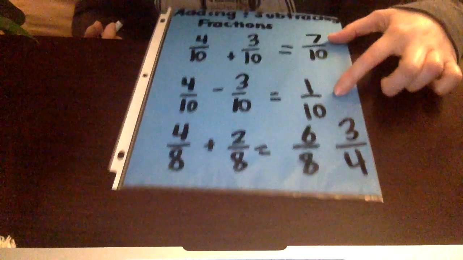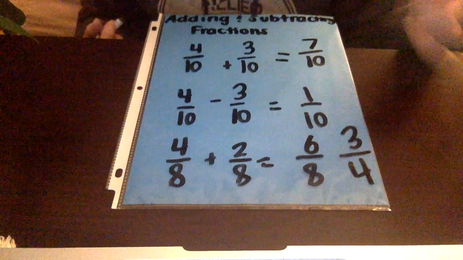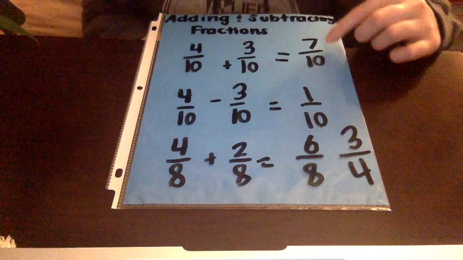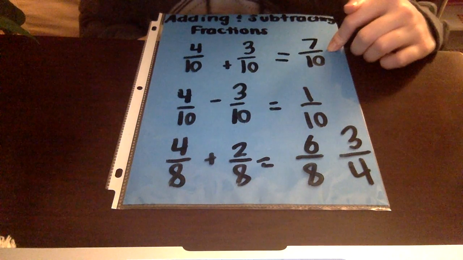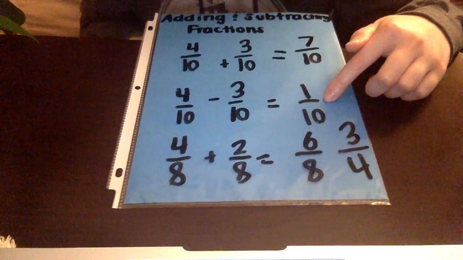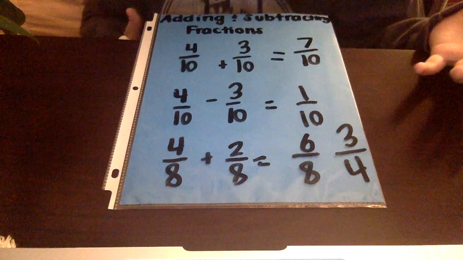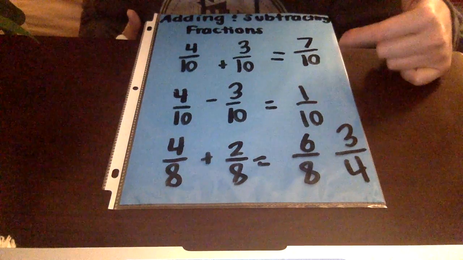When we looked at these other two up top, 7/10 and 1/10 are both in their simplest forms. The reason I know this is because the greatest common factor of 7 and 10 is 1, and the greatest common factor of 1 and 10 is also 1. If 1 is my GCF, then that means that these are already in their simplest form.